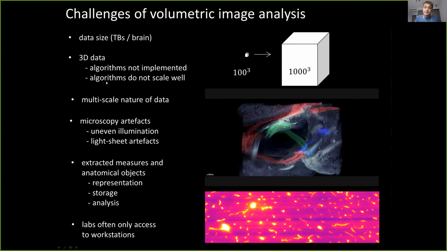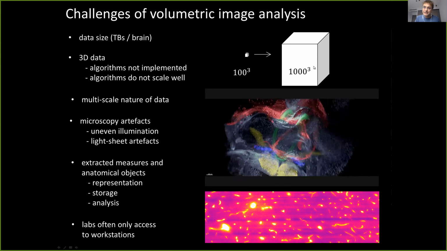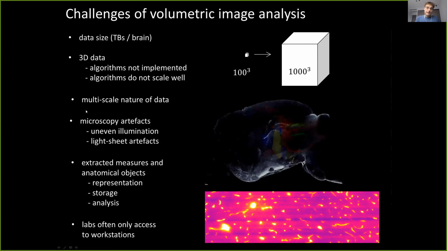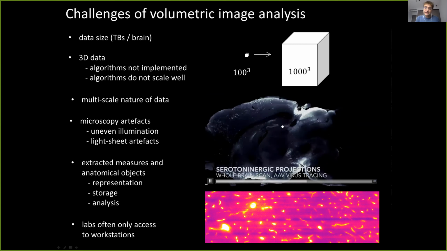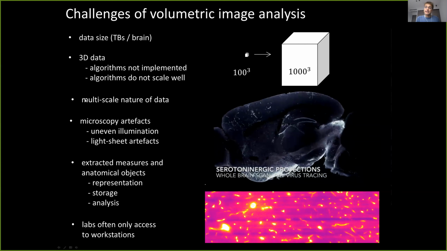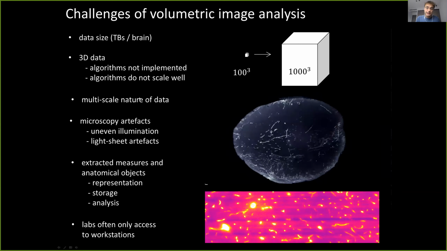That makes algorithms scale very badly. While they run very quick on your small cubes, suddenly you get stuck on your big data size when you apply it to the whole brain. The nature of the data itself, as you can see visualized by this nice view over here, is quite complex. So extracting interesting structures can be quite challenging as well.